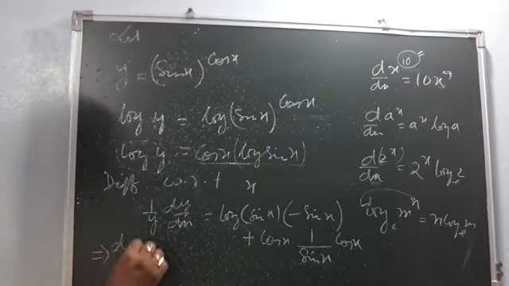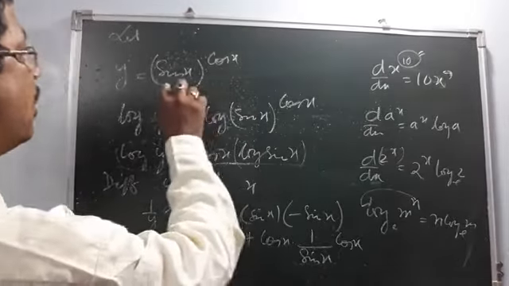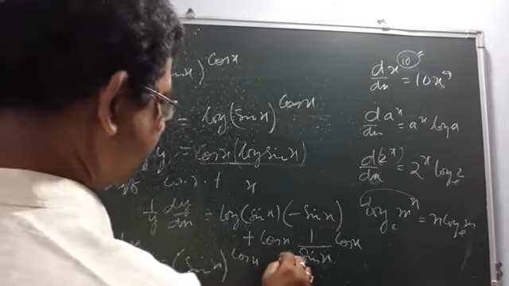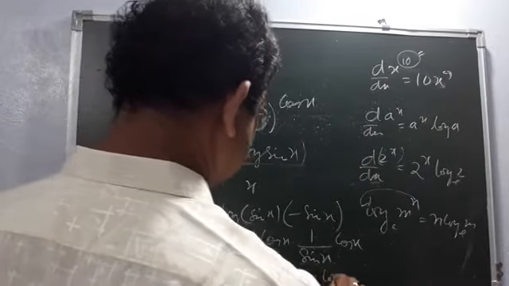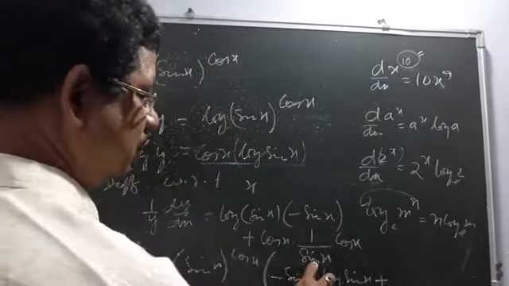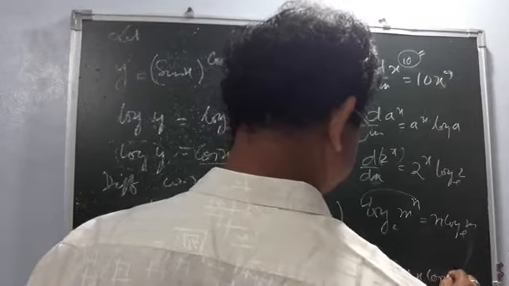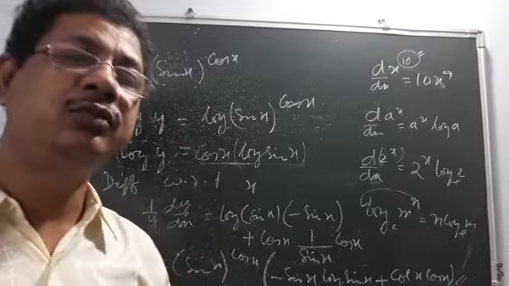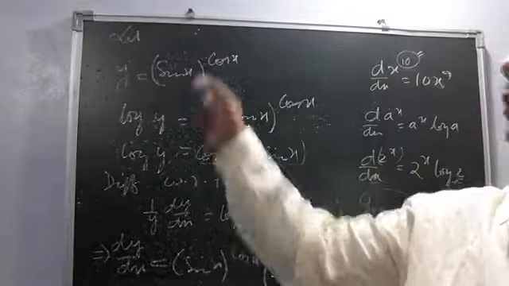So dy dx will be equal to, y you have to take on this side, y is what? This one, sin x power cos x. Here inside the bracket, minus sin x log sin x, and here you can write cot x cos x. So this is the answer. So students, this type of thing, logarithm we are using. By using logarithm, we can do it when we find both are variable.